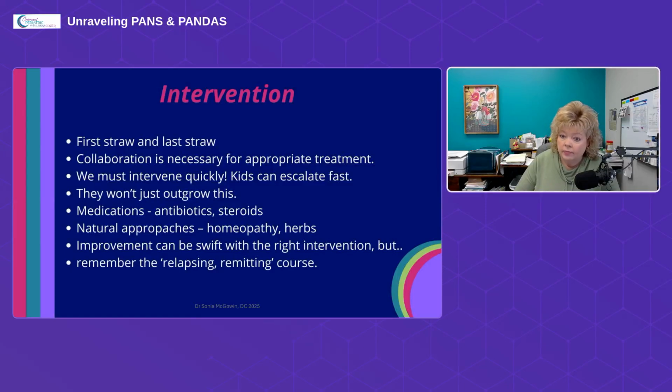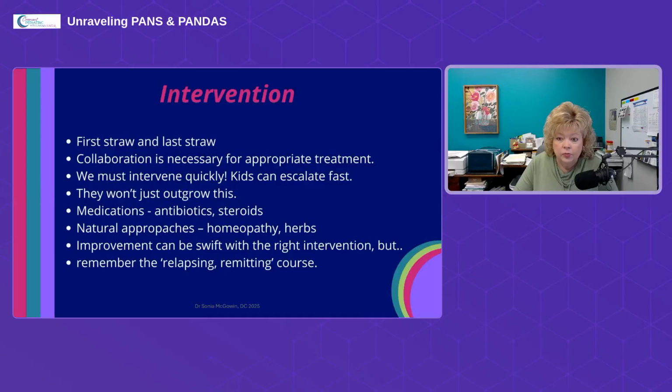Some interventions are medications. So we work with pediatricians to help them understand what's happening here, depending on what the trigger is, right? If it's a bacterial trigger, antibiotics are the right way to go. Sometimes things like steroids are really helpful too, because this is such an inflammatory condition. It's really driven by inflammation. And so sometimes steroids can be helpful to calm the system down.